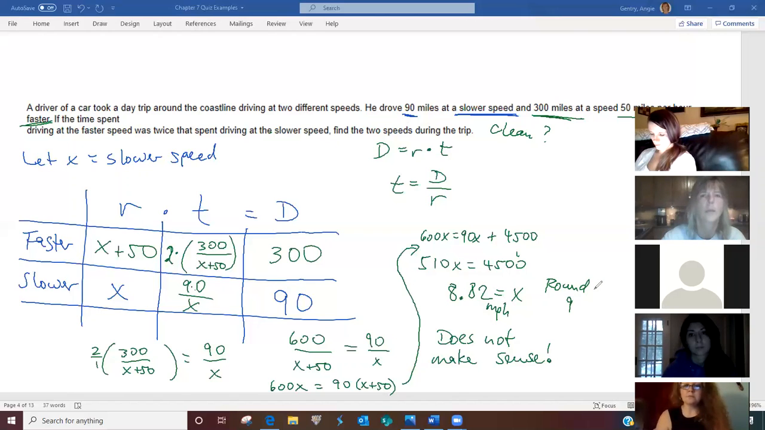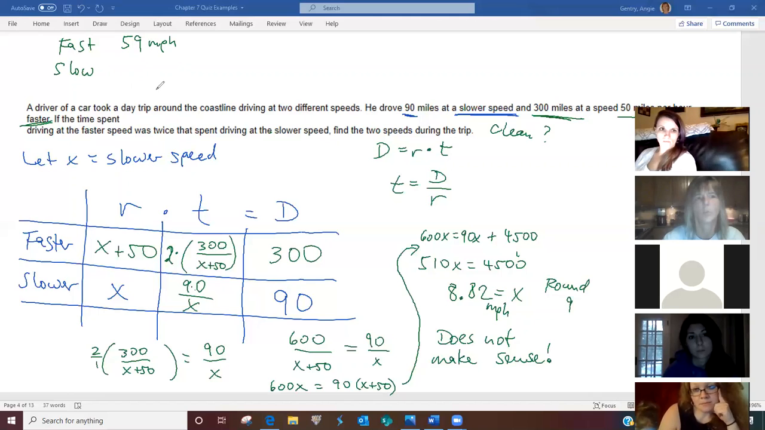So then the faster would go x plus 50, so 59. That is a reasonable speed, isn't it? And then the slower is super slow. I mean, sometimes these computer generated things make me think I'm wrong too. But if I'm taking a day trip, maybe I'm going super slow, I don't know.